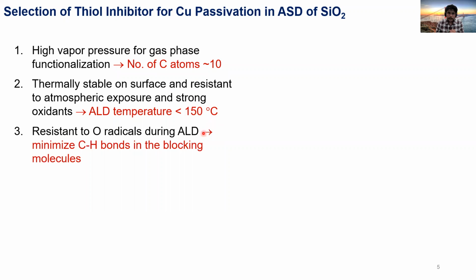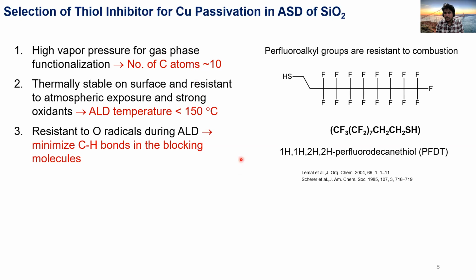And also, during the ALD process, the thiol molecule should be resistant to oxygen radicals from the oxygen plasma. This can be achieved by minimizing the carbon-hydrogen bonds in the blocking molecules. Fitting all these criteria, and also based on the fact that perfluoroalkyl groups are resistant to combustion, we selected perfluorodecane thiol inhibitor as the passivation layer on copper.